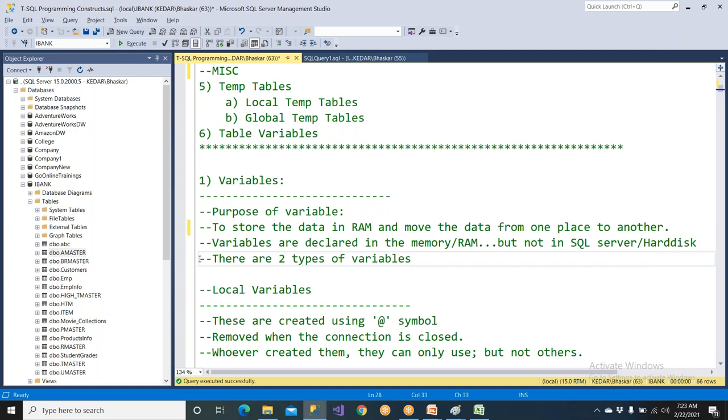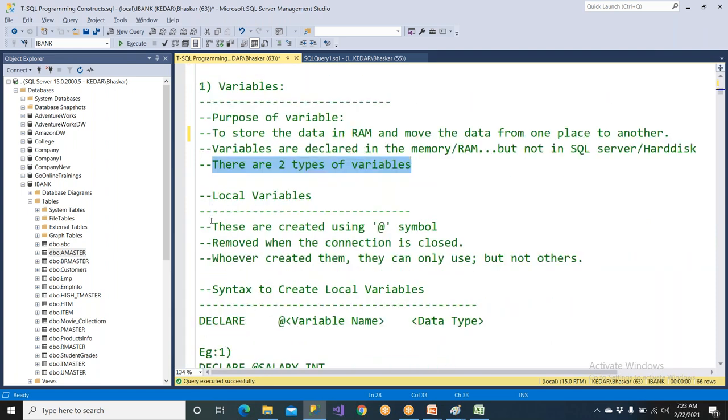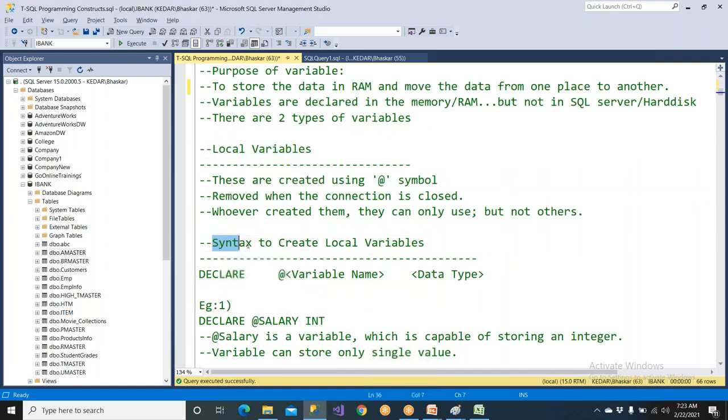Clear? So in SQL, there are two types of variables. Even in C, C++, there are different varieties of variables. These are created using the at the rate symbol in SQL, and removed when the connection is closed. Whoever creates them can only use them, but not others. These are local variables. How to create a variable? In SQL Server, the syntax to create a local variable is: you need to use declare, the at the rate symbol, the variable name and the data type. So this is the syntax you have to use to create a variable.